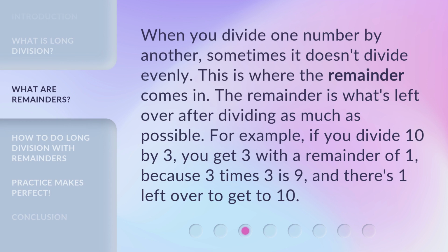When you divide one number by another, sometimes it doesn't divide evenly. This is where the remainder comes in. The remainder is what's left over after dividing as much as possible. For example, if you divide 10 by 3, you get 3 with a remainder of 1, because 3 times 3 is 9, and there's 1 left over to get to 10.